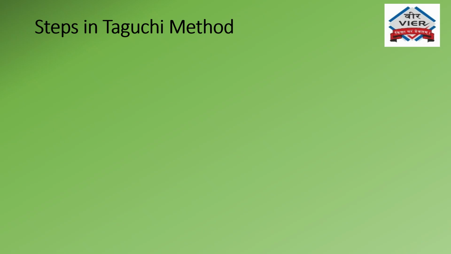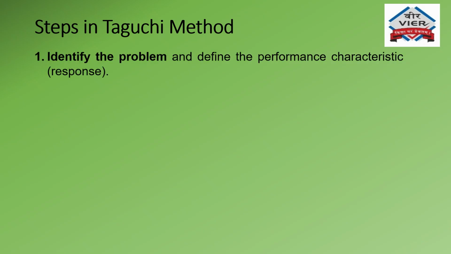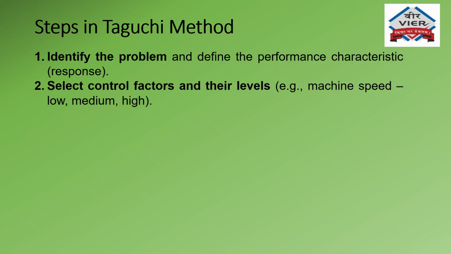Let's see the steps in the Taguchi method. First, identify the problem and define the performance characteristic or response. Second, select control factors, meaning the factors which you can control, like machine speed. For example, we are deciding the levels. For machine speed, the levels are low, medium and high. So select the control factors and their levels.